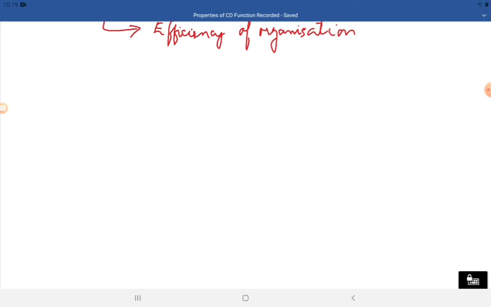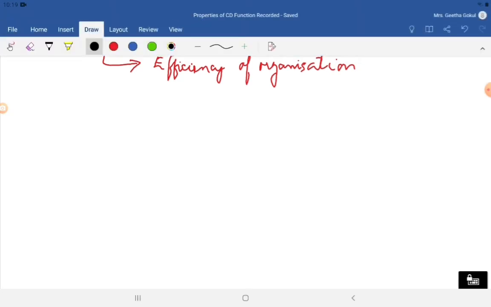Another favorable property of the Cobb-Douglas function is that the returns to scale is easy to calculate. You just need to sum up the exponents of capital and labor in the production function. Having said all this, we do have certain limitations of the Cobb-Douglas function. So that is what I want to discuss right now. The limitations of the Cobb-Douglas function.